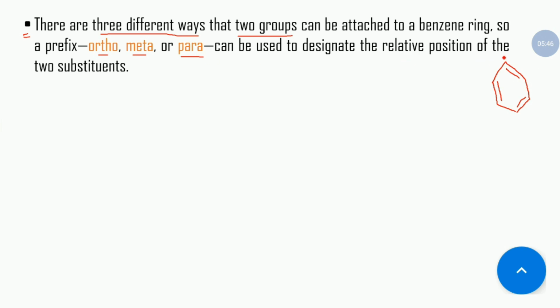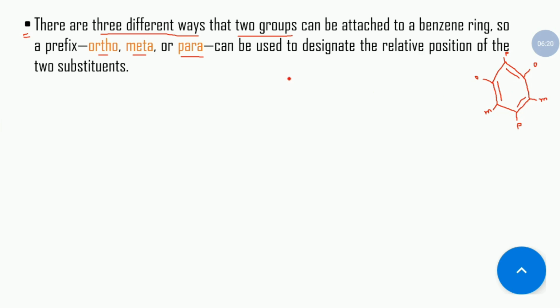This position, at the top, is called the para position. Here this position is called the ortho position. This one also is the ortho position. This one is called the meta position. This one is also called the meta position, and finally this one is called the para position. So you can find that there are 2 ortho positions and 2 meta positions, and para.